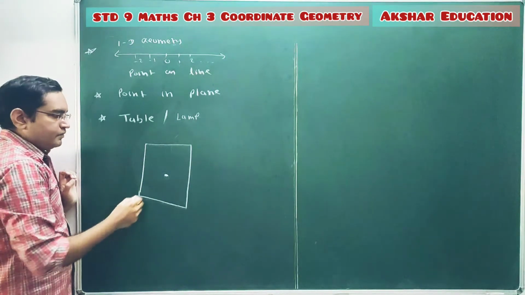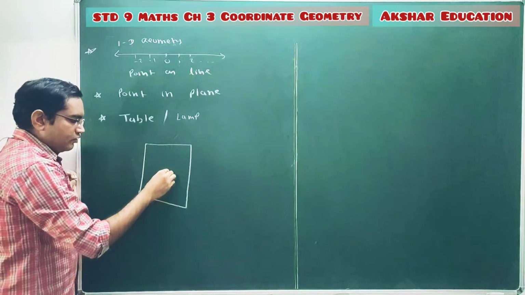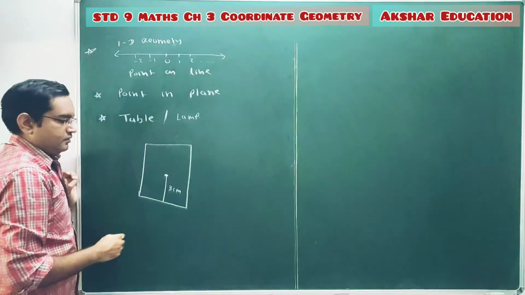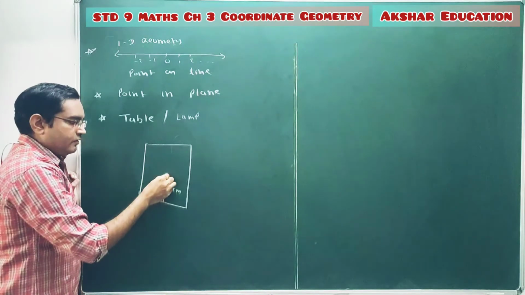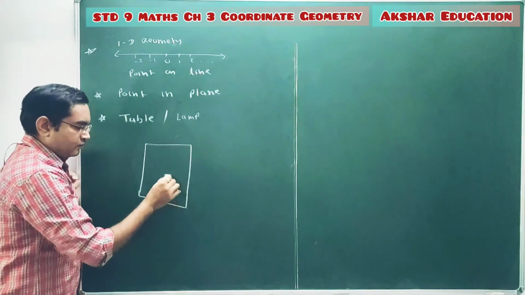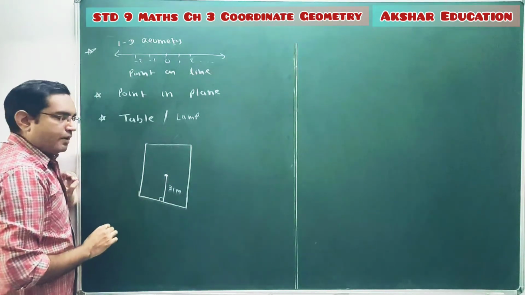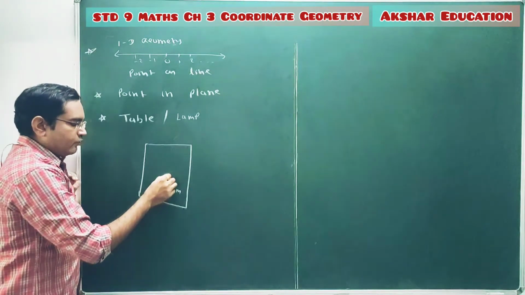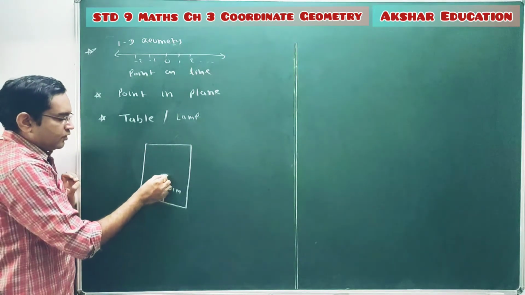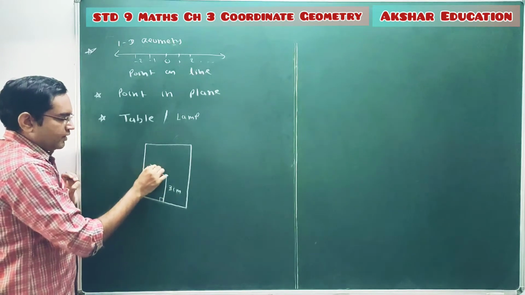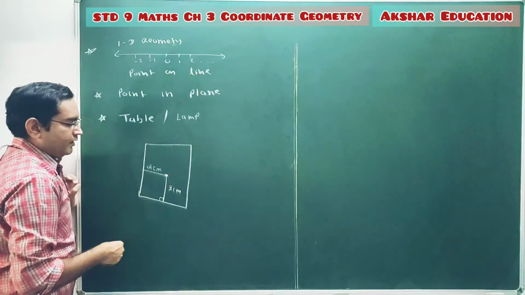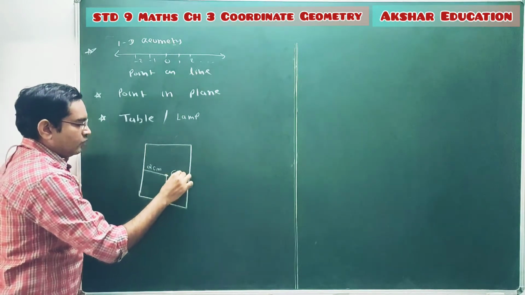So what we can say, this point is at a distance of 3 cm from the shortest side. And for the distance between a point and a line, we have to consider the perpendicular distance. You can't take this distance or this distance. You have to consider the perpendicular distance. So the distance of this point from the shortest side is 3 cm. And we can say the distance of this point from the longest side is 2 cm. Done? So now we can describe the position of this point on the table, that is 2, 3.